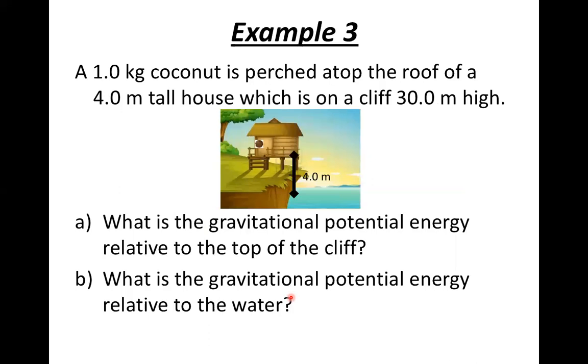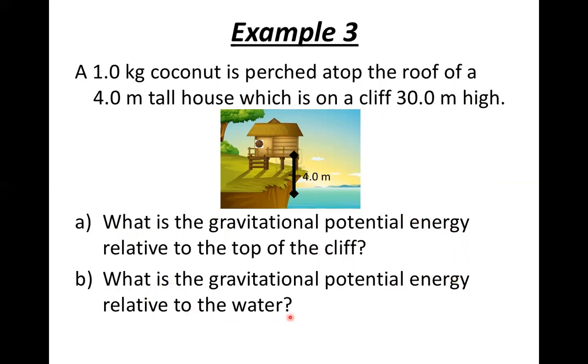So our last example is a 1 kilogram coconut is perched on top of the roof of a 4-meter tall house, which is on a cliff 30 meters high. What is the gravitational potential energy relative to the top of the cliff? What is the gravitational potential energy relative to the water?